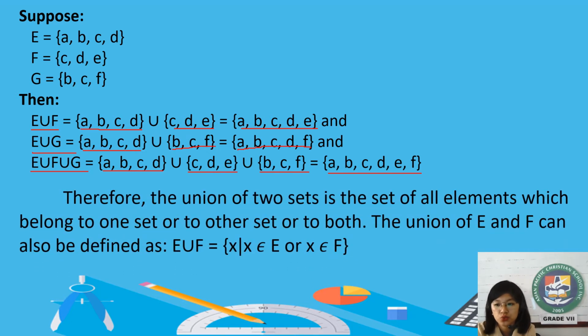Therefore, the union of two sets is the set of all elements which belong to one set or to the other set or to both. The union of E and F can also be defined as E union F is equal to the elements X such that X is an element of E or X is an element of F.